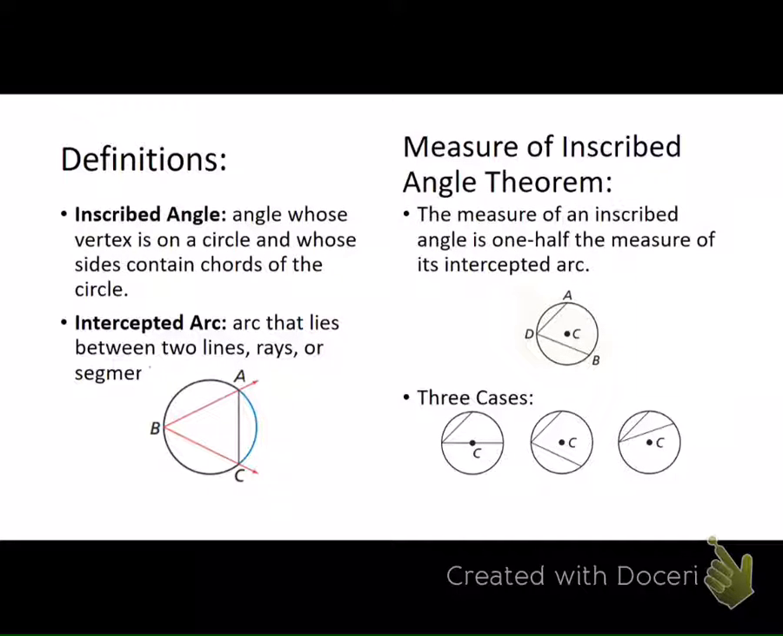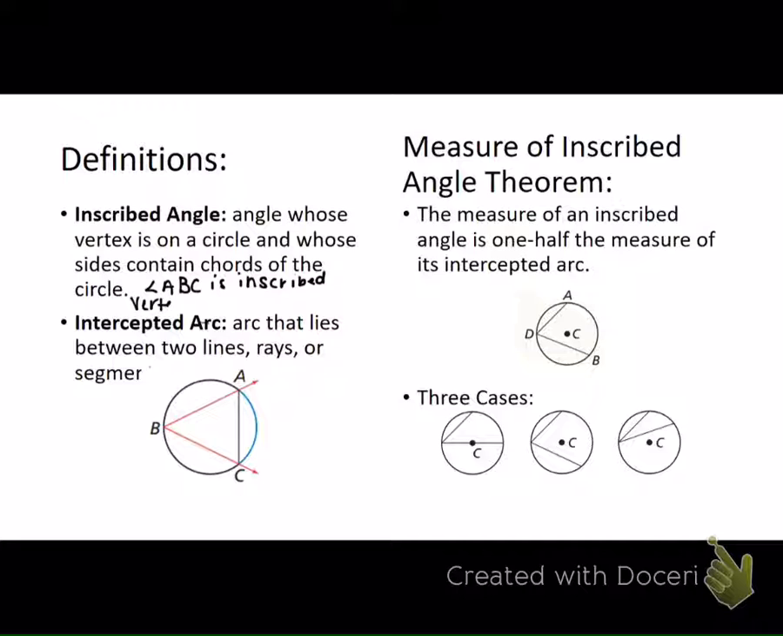So, angle ABC is inscribed. Vertex B is on the circle. So you know that that is inscribed because vertex B is on the actual circle.